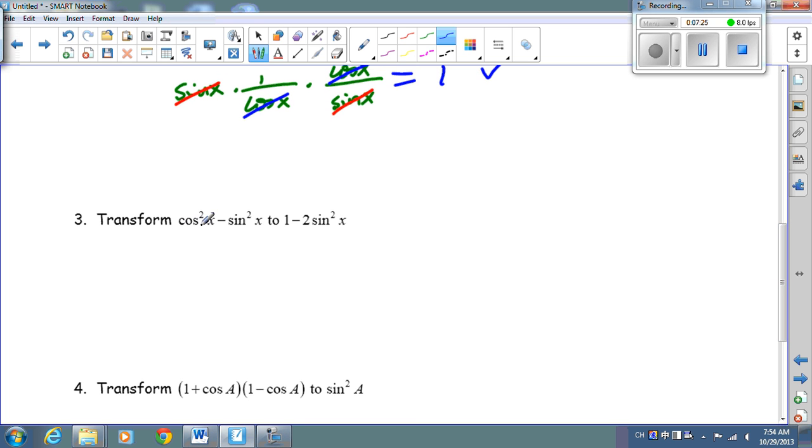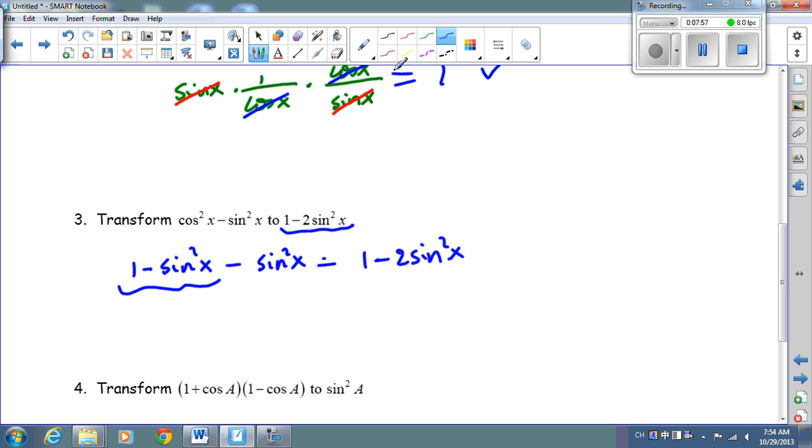Let's transform cosine squared of x minus sine squared of x to 1 minus 2 sine squared of x. Now, my answer has sine squared of x, but I'm starting with a cosine squared. I will transform the cosine squared, and I will use what I showed you earlier on the other page, where cosine squared of x alone is 1 minus sine squared of x. And I still subtract another sine squared of x. That will give me 1 minus 2 sine squared of x.